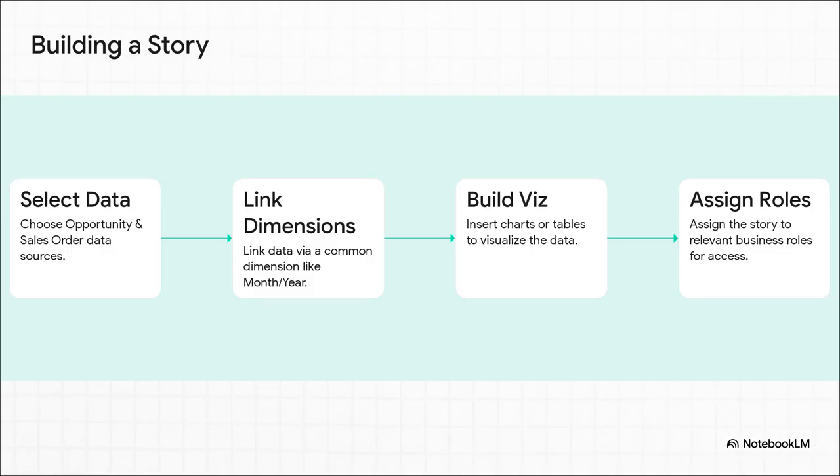So how does C4C help you close this gap? Well, the process is actually surprisingly simple. You just hop into the built-in analytics, you select your data sources, in this case, your opportunities and your sales orders, you link them up with something they have in common, like the month. Then you build a chart, and you assign it out to your team. The key here is you're doing this without needing a data scientist to do a bunch of complex back-end work.